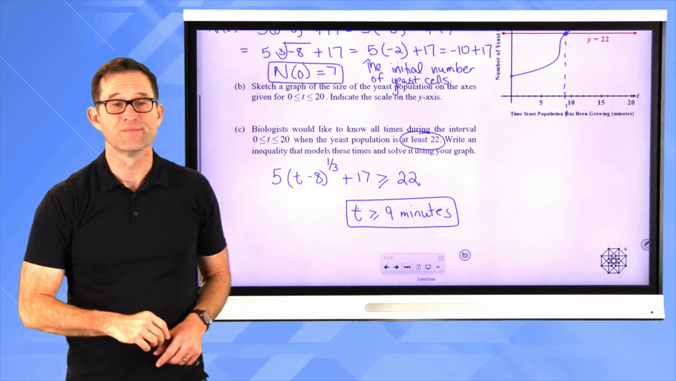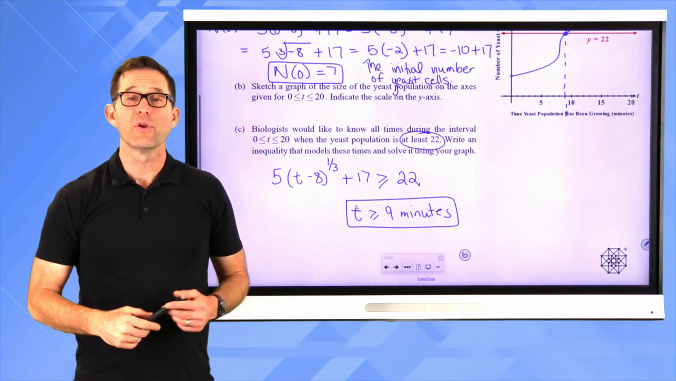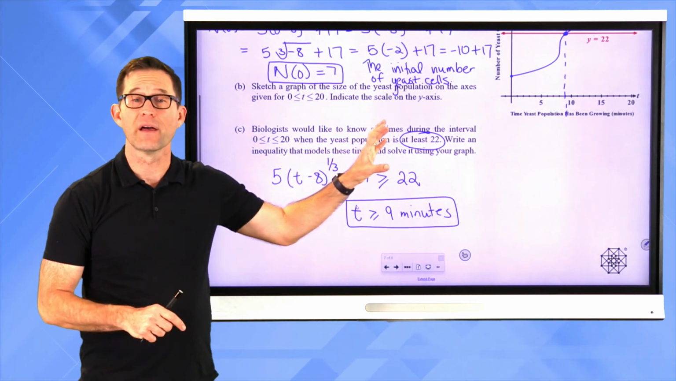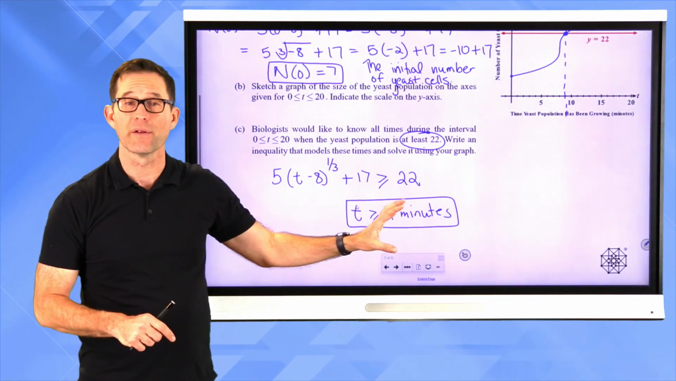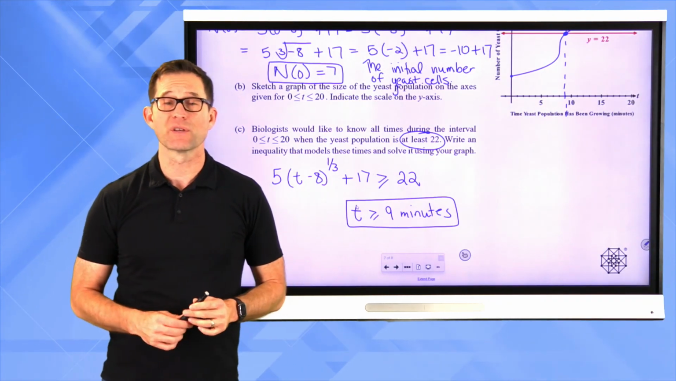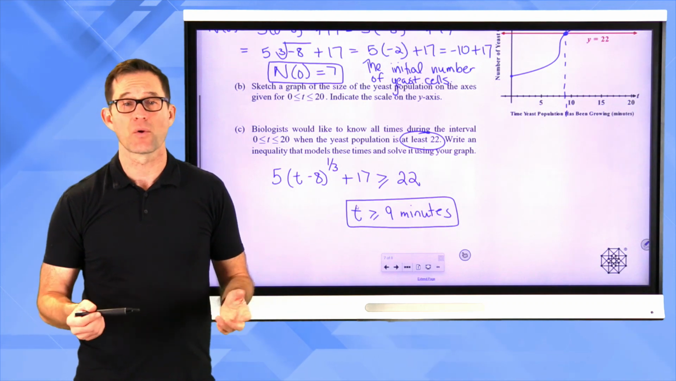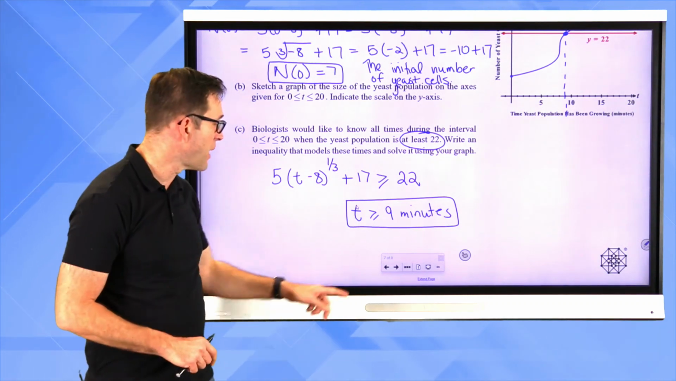And that's it, right? Now, it's very important for you to be able to take phrasing like this and model it using an inequality. We're primarily in this course going to be solving those inequalities graphically. All right, let's wrap this up.